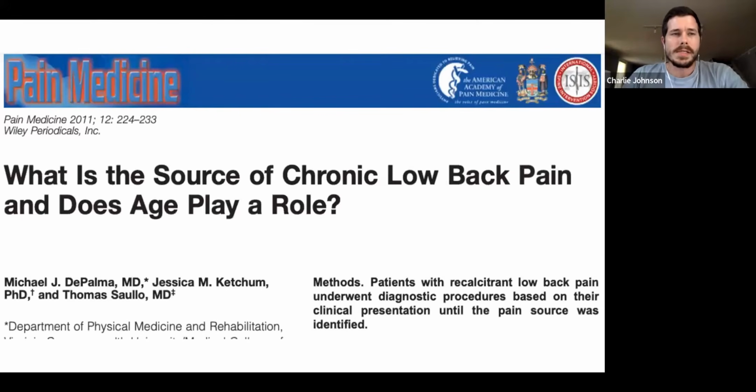So this is an older study, but I like to refer to it because it is sort of a diagnostic study and a prevalence study. And basically people with just recurrent and persistent back pain continued to undergo diagnostic procedures until the source of their pain was identified. And here's what it showed as it relates to the prevalence of different conditions causing back pain, the pre-test probability.